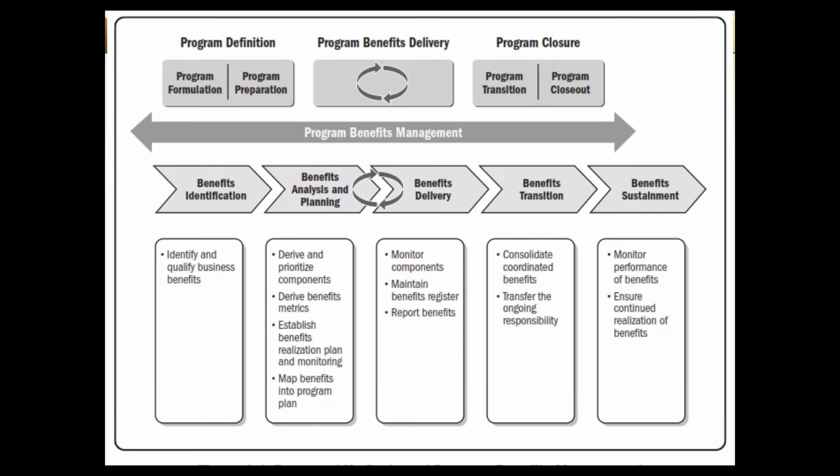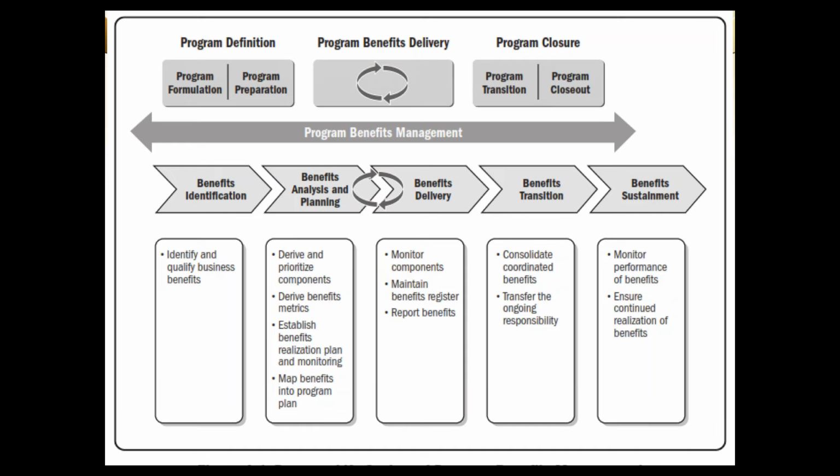And the roadmap we just talked about, roadmap was just giving us when those benefits will be delivered. But actually, the comprehensive way of doing it is benefit realization plan and then monitoring. Then map those benefits onto the program plan. And once you do that, that is a program roadmap. Benefit delivery, you start monitoring the component projects, maintain the benefit register, and report the benefits. So you keep delivering the benefits and keep a record of all the benefits which have been delivered.